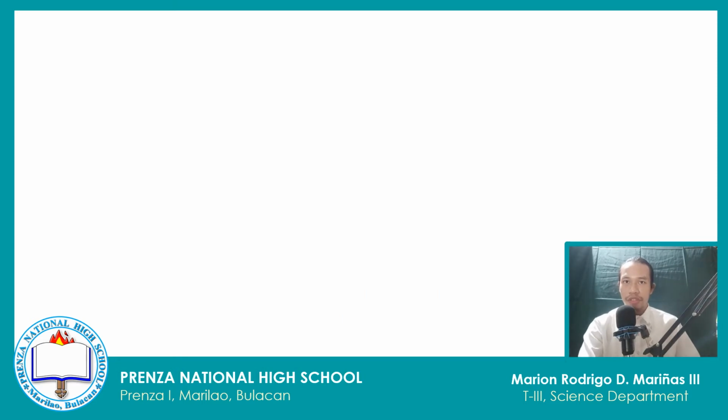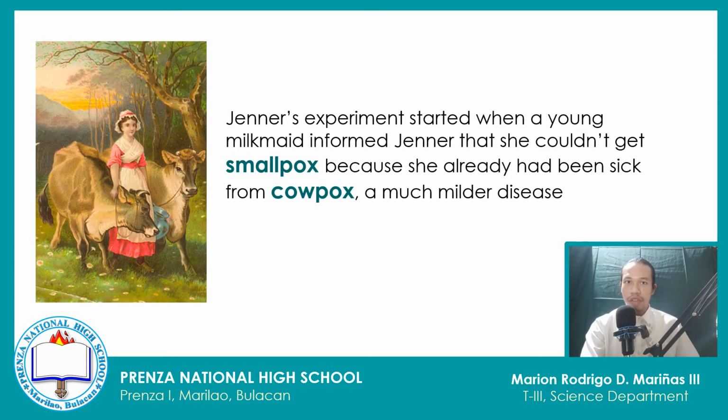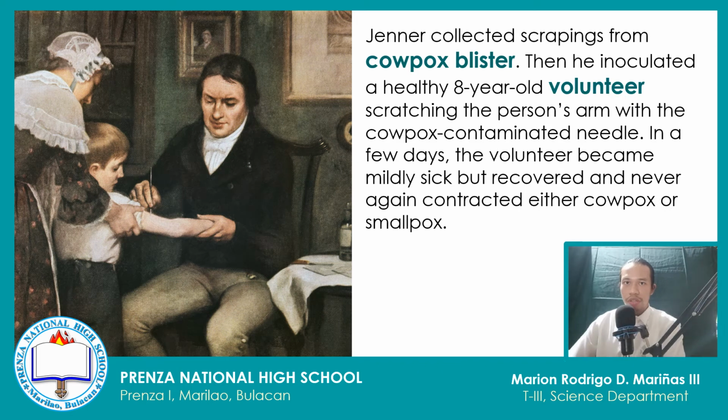Jenner's experiment started when a young milkmaid informed Jenner that she couldn't get smallpox because she already had been sick from cowpox, a much milder disease. So Jenner put the girl's story to the test. First, Jenner collected scrapings from a cowpox blister. Then he inoculated a healthy 8-year-old volunteer, scratching the person's arm with a cowpox-contaminated needle.